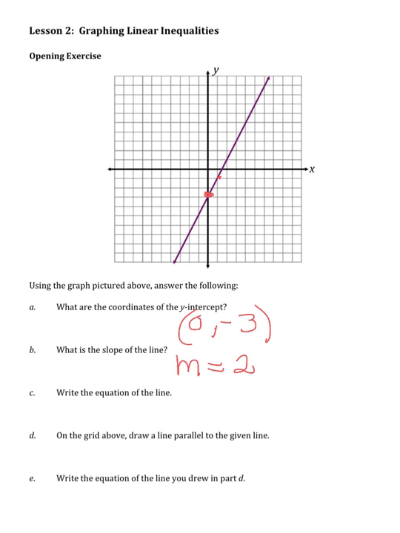Write the equation of the line. So the equation is y is equal to the slope, 2, times x, minus 3, the y-intercept. On the grid above, draw a line parallel to the given line.